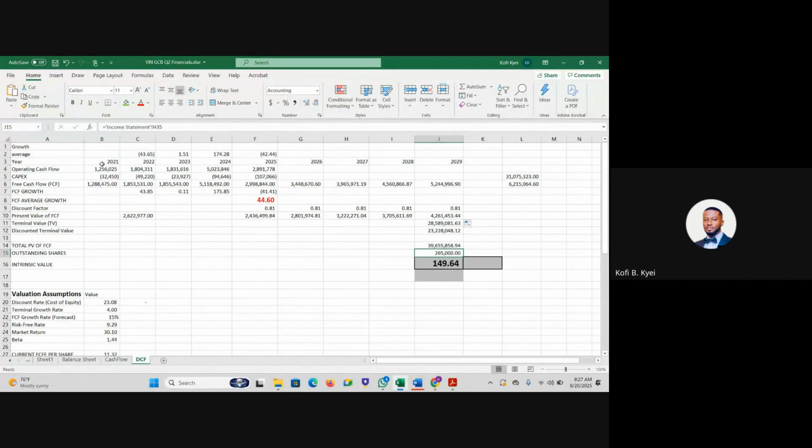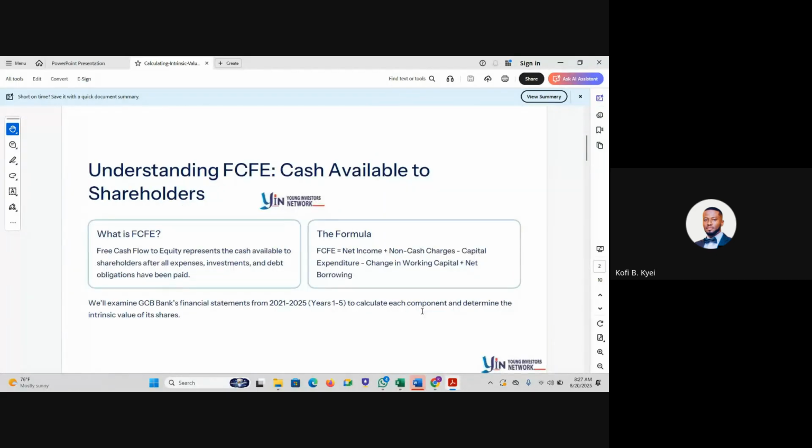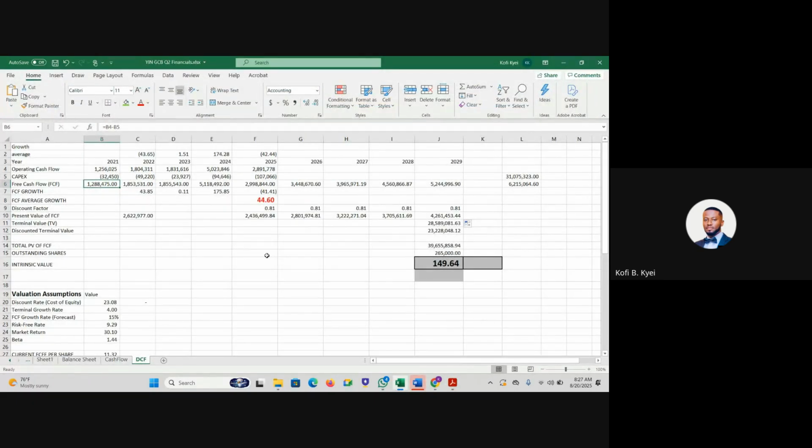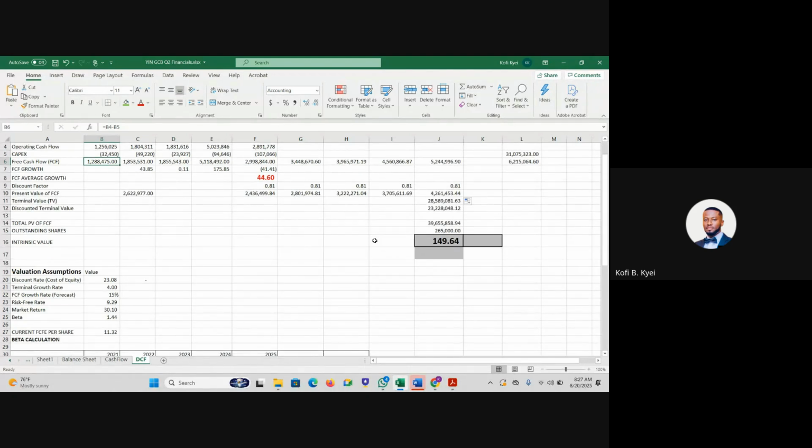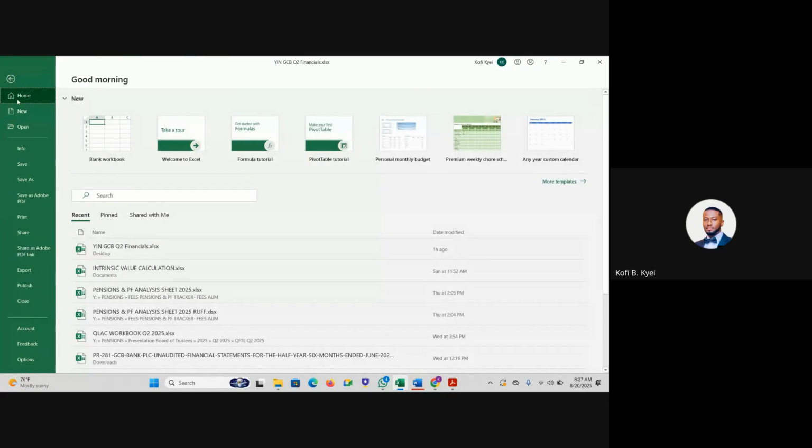The formula is operating cash flow. You reduce it by the CapEx, then you get your free cash flow. But the formula that I am taking you through now takes into consideration non-cash charges and capital expenditure. You see, this one in the Excel doesn't take into consideration the non-cash charges. It doesn't take into consideration the change in working capital and the net borrowing. So what I'm saying is that sometimes it may overestimate your future cash flow. So even though this approach is correct, we would use the current one as we have gone through. I hope I'm not confusing anybody here.